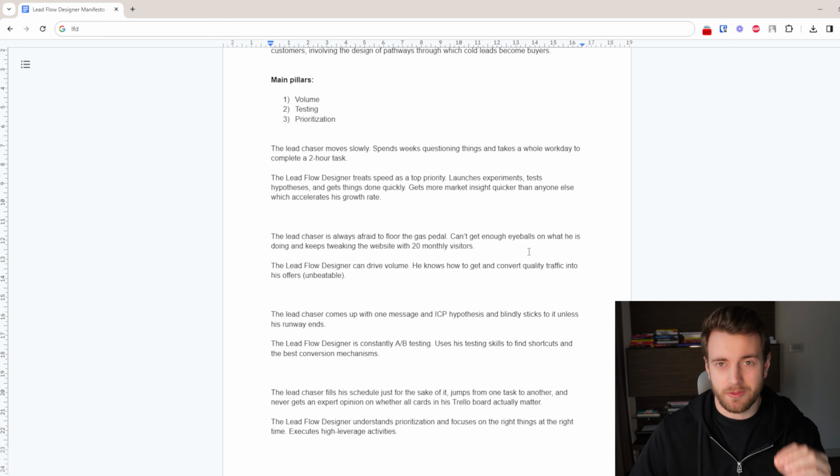The lead chaser moves slowly, spends weeks questioning things, and takes a whole workday to complete a 2-hour task. The lead flow designer treats speed as a top priority. They launch experiments, test hypotheses, and get things done quickly. They get more market insight quicker than anyone else, which accelerates their growth rate.